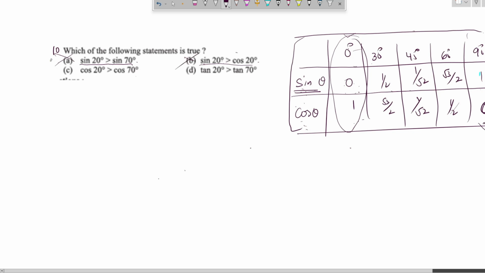Option C, cos 20 degree greater than cos 70 degree means for the smaller angle you will get a big value, and for the bigger angle you will get a small value according to option C. So here as you see, cos value is decreasing with the increase in angle. That means cos 70 degree will have a small value compared to cos 20 degree. So option C is correct.